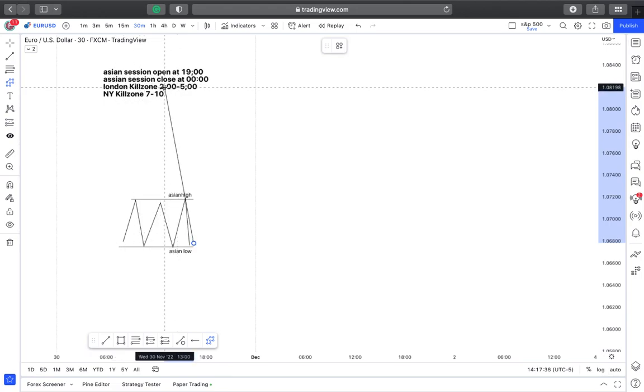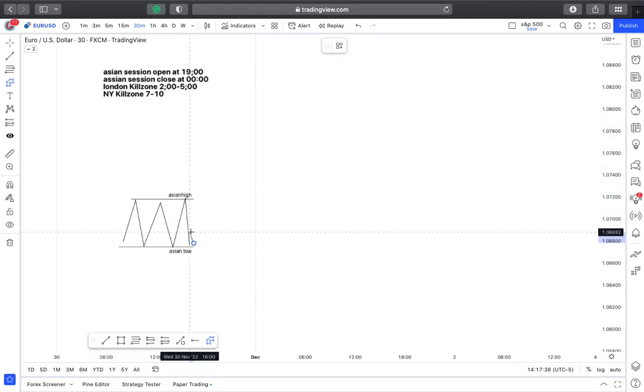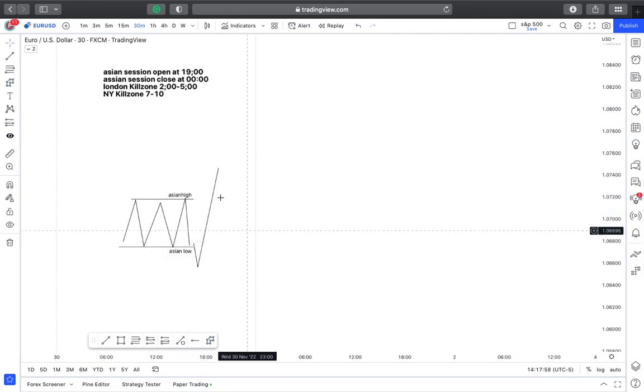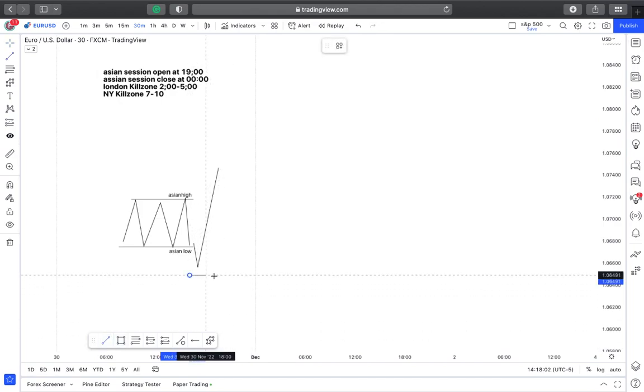So let's say after the Asian session, the daily cycle works like this: at around 2 a.m. during the London kill zone, it's going to swap either the Asian low or the Asian high and then move in the opposite direction. In this scenario, let's go with the Asian low. When London opens, it swaps the liquidity and then goes towards the Asian high.